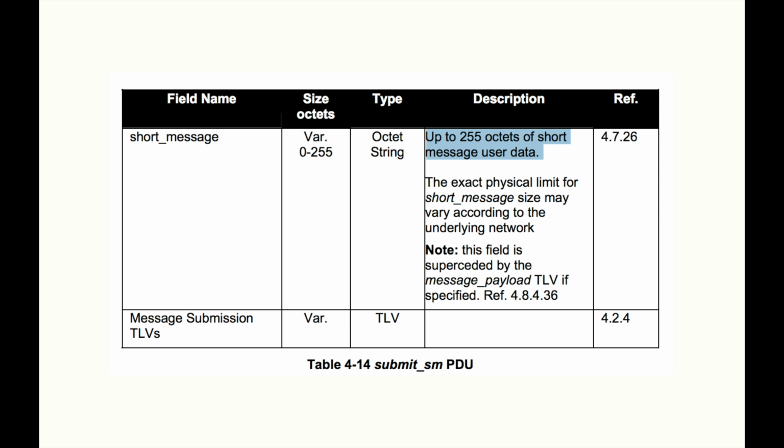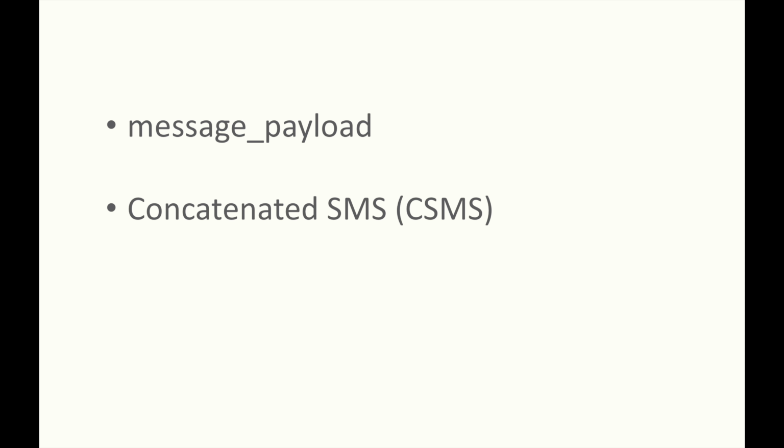Did you notice that when you use SMPP transmitter to send SMS, the length of short message is not allowed to be more than 255? So what should we do if we need to send larger messages? There are two approaches. One is to use message payload, which is the focus of this lesson. The other is to use concatenated SMS, which is the focus of next lesson.